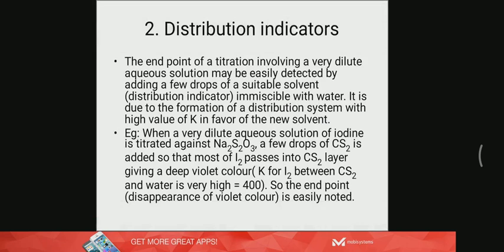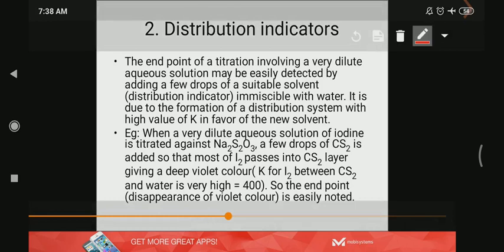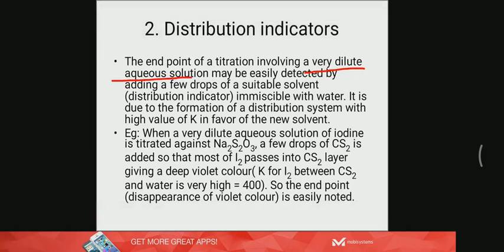The end point of a titration involving a very dilute solution. If the solution is very dilute, titration will be difficult. That means volumetric analysis may be difficult in the sense it will be difficult to note the color change. In such case, we can easily detect the end point by adding a few drops of a suitable solvent which is immiscible with water, and then that solvent is known as distribution indicator. By taking an example, we can understand this very easily.